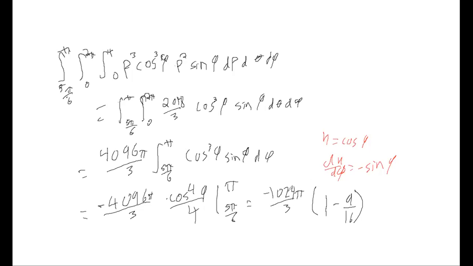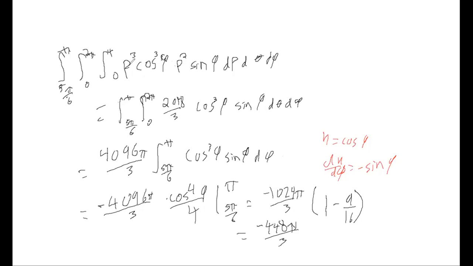So the over 16 is easy enough. That's 64. 64 by 7. This is where I regret not doing these problems ahead of time. 448. So we end up getting -448 pi over 3.